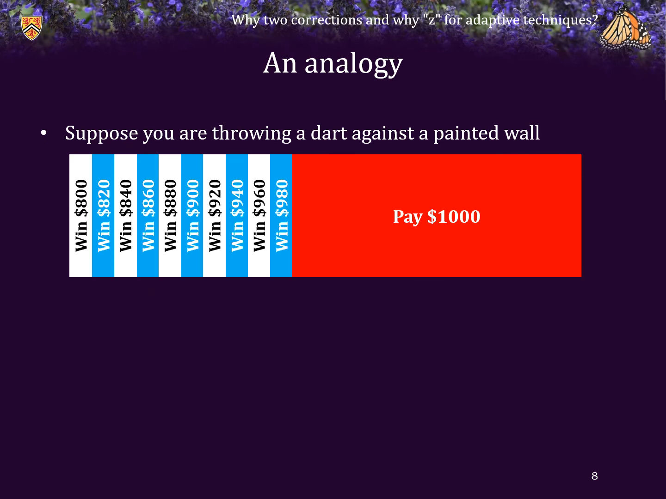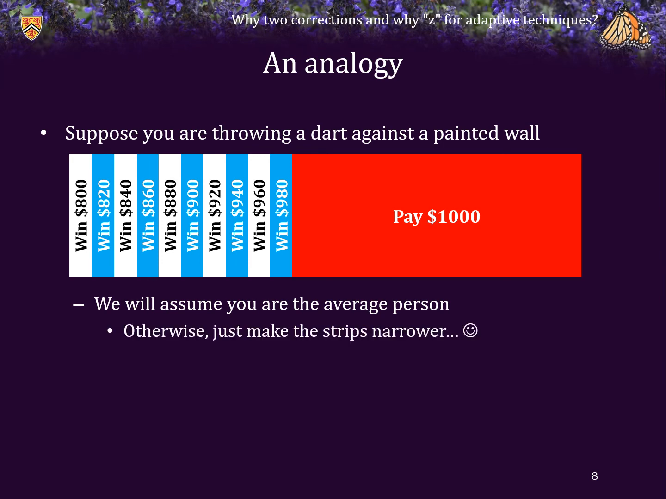As an analogy, suppose you're throwing a dart against a painted wall. On the right-hand side, if your dart lands there in the red, you pay $1,000. If, however, your dart appears to the left, you win some money, but the further you are to the left, progressively you win less money. Assume you're the average person, at least with respect to throwing darts. And if not, just make the stripes on the left-hand side narrower.